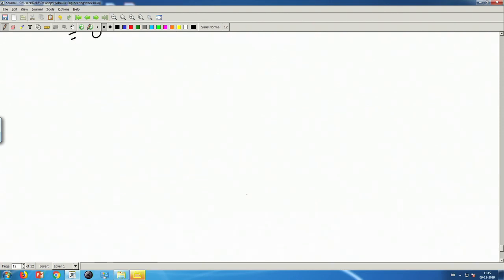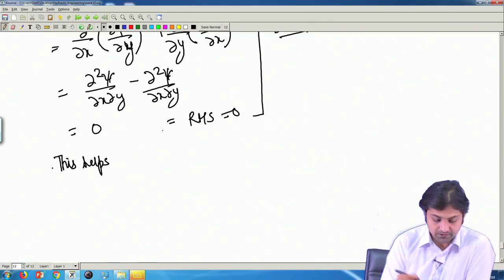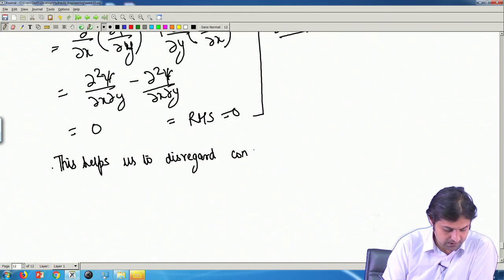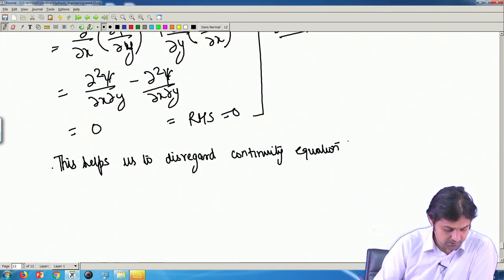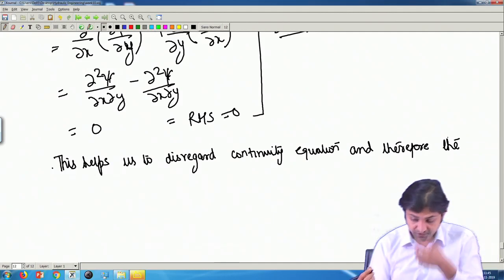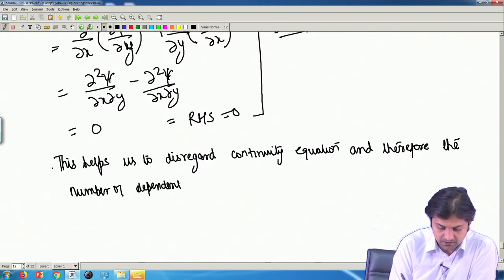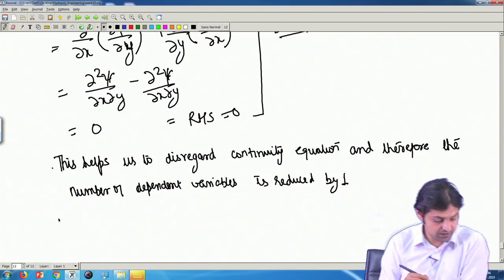So what is the importance of a stream function? This helps us to disregard the continuity equation, and therefore the number of dependent variables is reduced by 1. Secondly, there is a disadvantage to it as well.